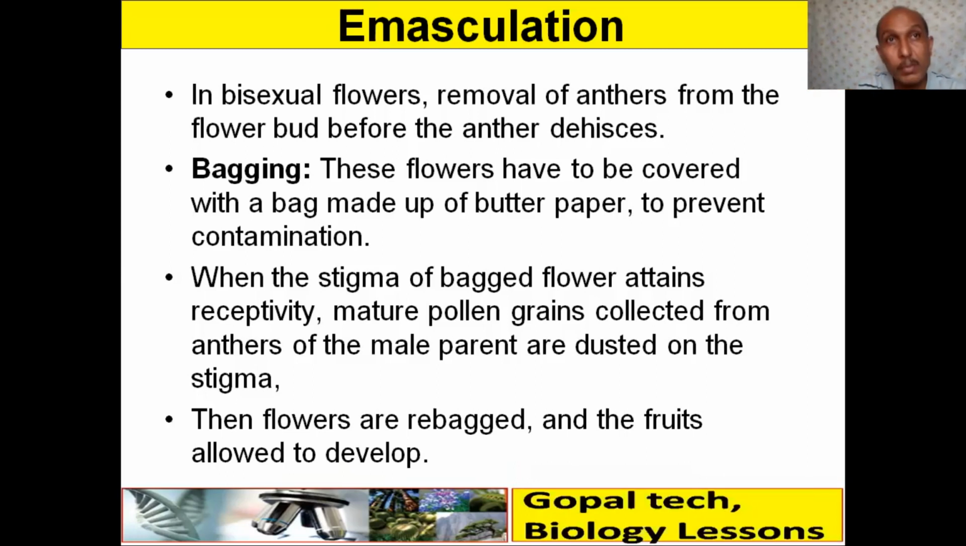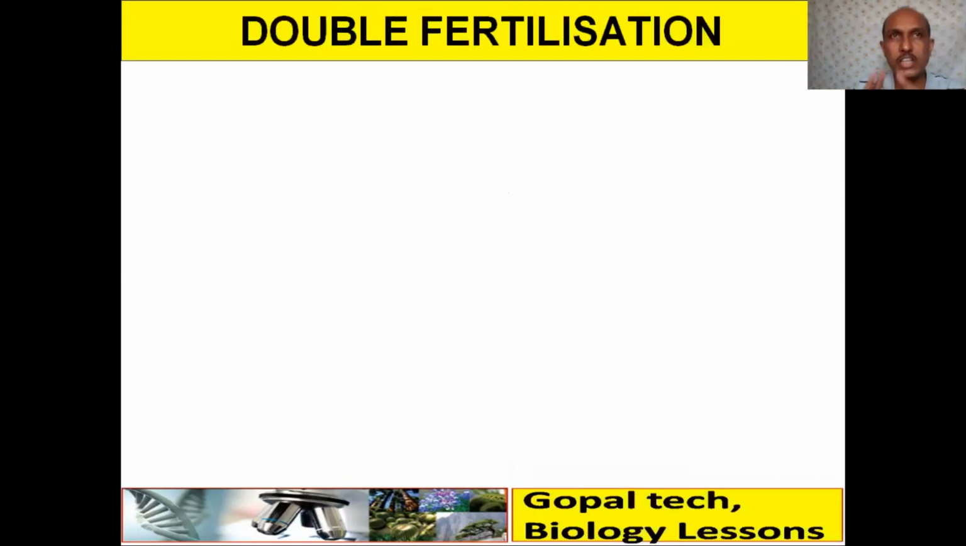So, we can do this artificially, but naturally that will happen. So, this is how pollination takes place.